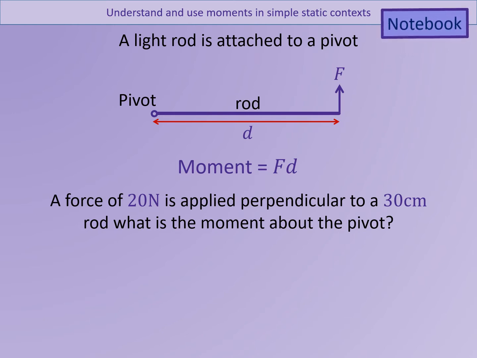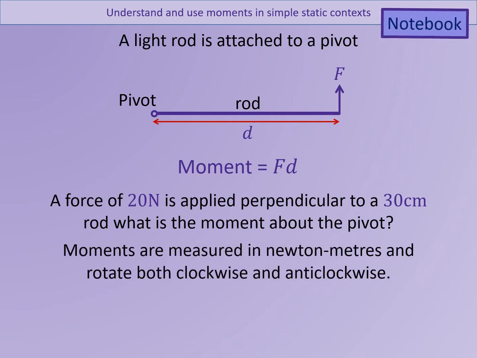Okay, so you've got that down in your notebooks. Let's make sure we get it right this time. So the first thing we need to be aware of is that moments can be measured in Newton meters, okay, and they can rotate both clockwise or anti-clockwise. So in this case, if we think about what's going to happen here, this D value, which is 30 centimeters, we're automatically going to change that to 0.3 meters. We're dealing with that as 0.3 meters. So don't get tricked out by the wrong units.